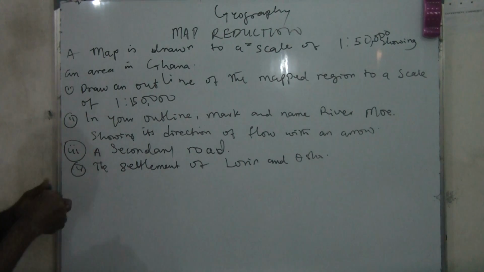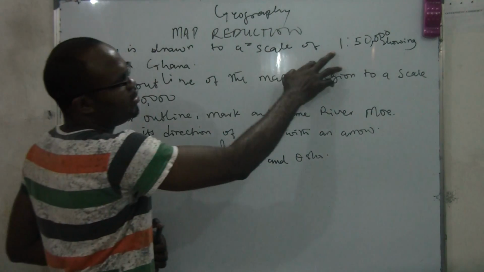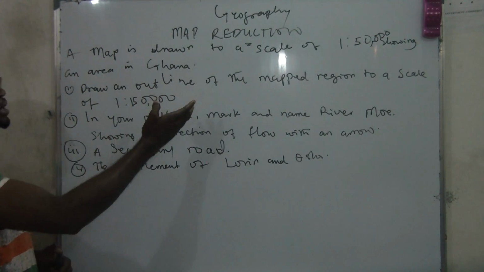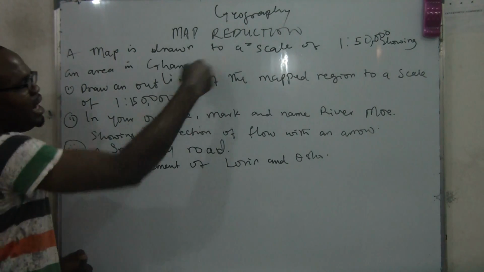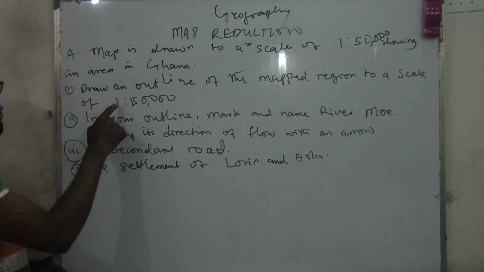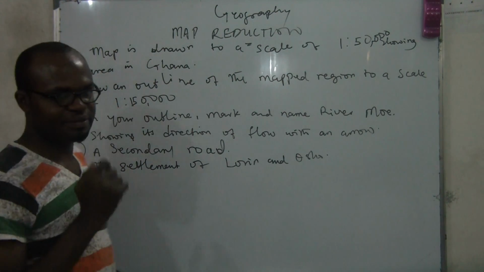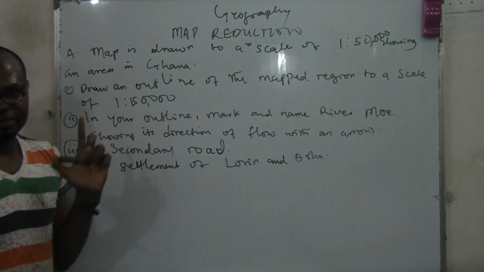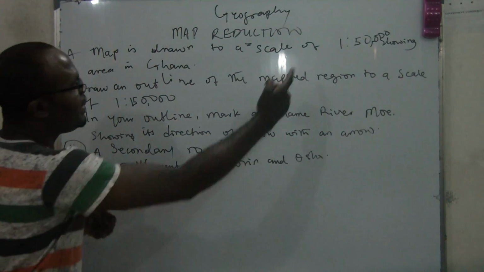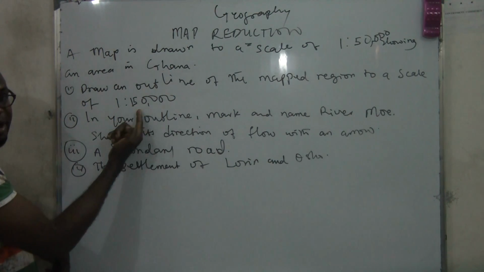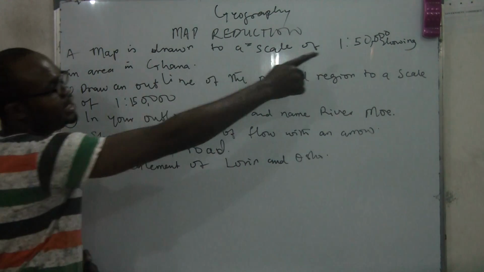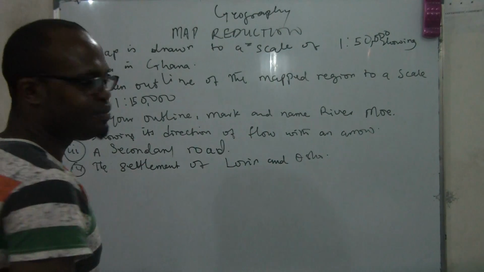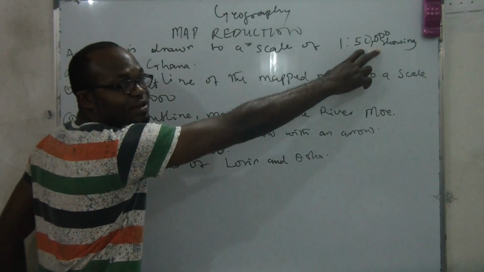So the question says, a map is drawn to a scale of 1:50,000, showing an area in Ghana. Now they want you to draw this same map with the scale of 1:150,000. This is 50,000 and this is 150,000. Whenever the denominator of the second one is bigger than this one, then you need to reduce. The given is 50,000.